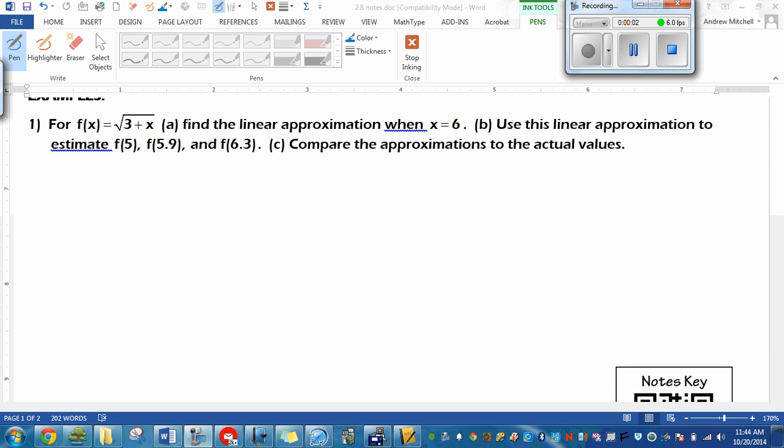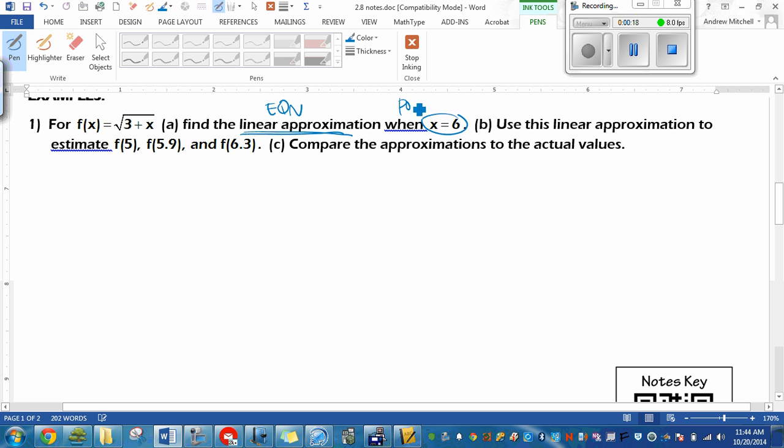Number 1, we're asked to find the linear approximation of this function when x equals 6. When it asks you for the linear approximation, that's just asking for the equation that can be used to approximate using the tangent line. And when x equals 6, that's going to be our point of tangency. So that's the nice x value that we can actually plug in and figure out.